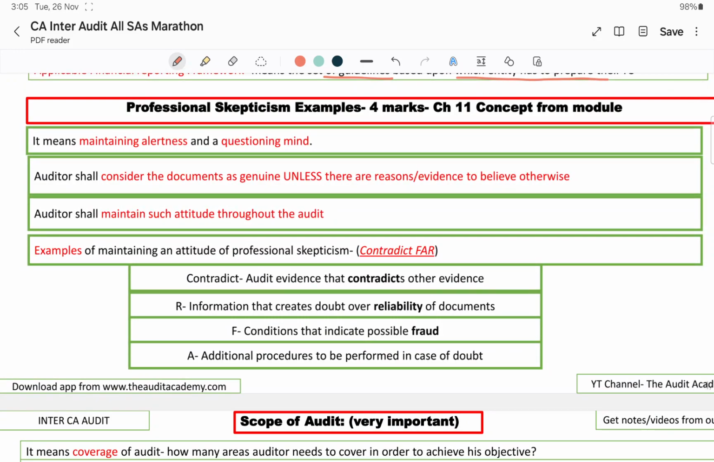What does professional skepticism mean? It means maintaining alertness and a questioning mind. Auditors shall consider the document as genuine unless there are reasons or evidence to believe otherwise. Auditor shall maintain such attitude throughout the audit. It means auditor has to maintain an attitude of professional skepticism.